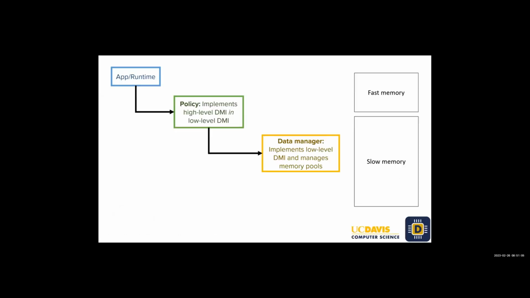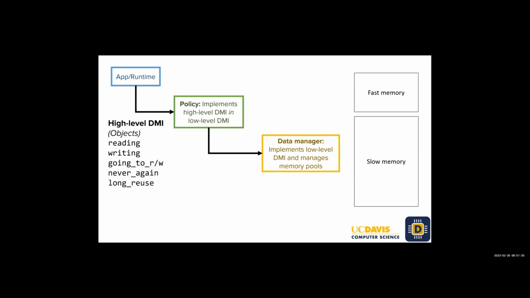Okay, so the idea here is that in order to generalize, we want to try to separate the concerns between the mechanisms of data movement and the policy that we're going to use to move the data. At the high level, the application or runtime understands things like objects. It understands that we're going to read something, write something, never use it again, or that there's going to be a long reuse between these objects.